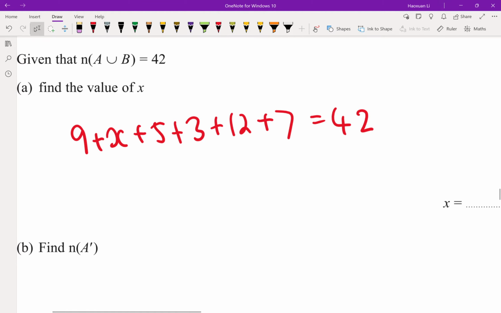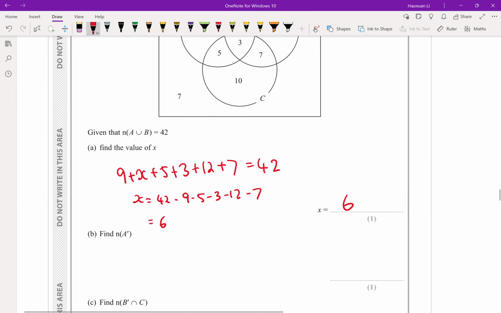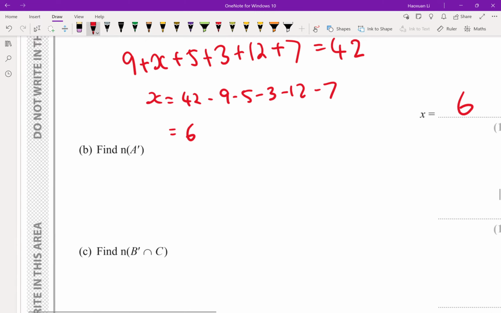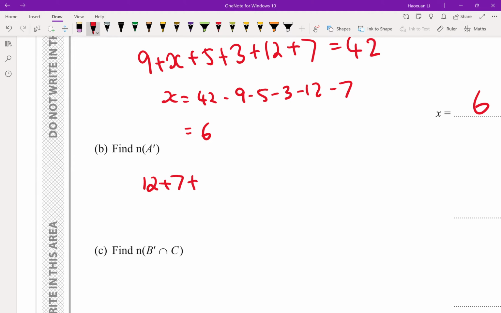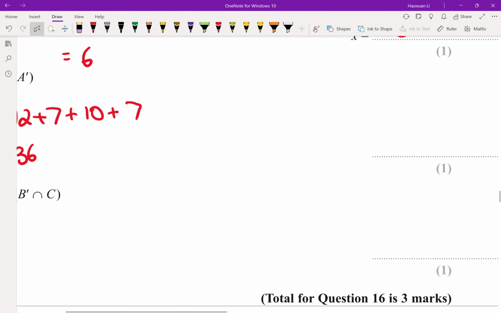So therefore, if you use 42 to deduct all these values, that should give you 6. So X equals 6. Now the number outside A, so anything that's outside of set A, will be 12 plus 7 plus 10 plus 7. So 12 plus 7 plus 10 plus 7 will give you 36.